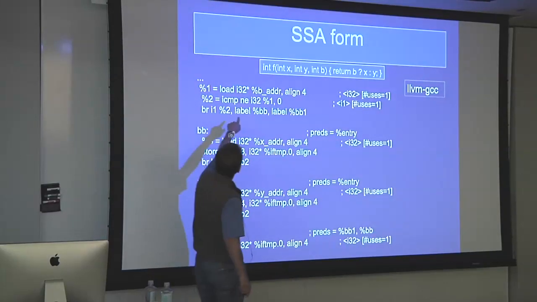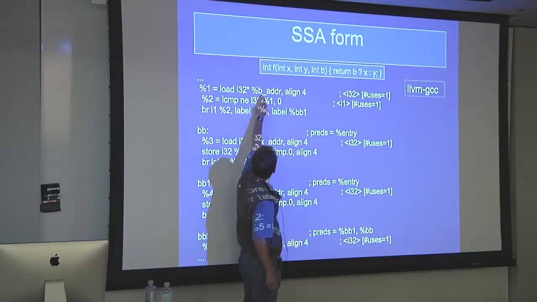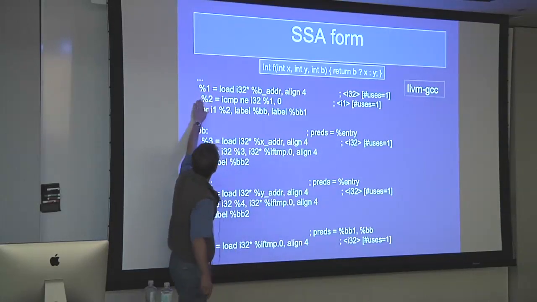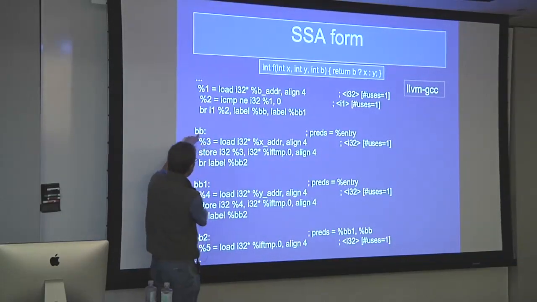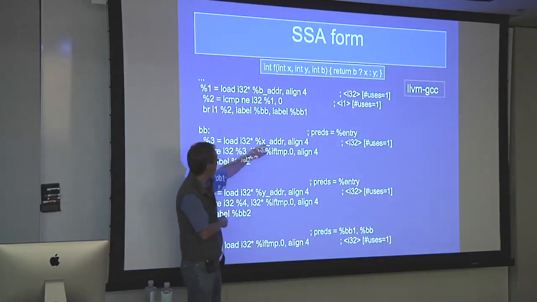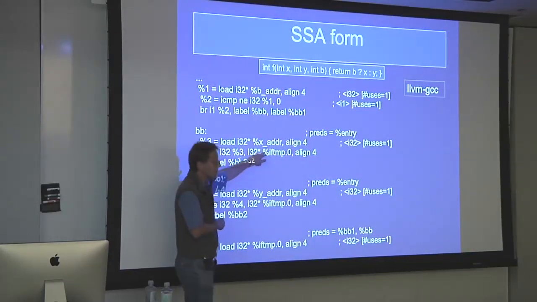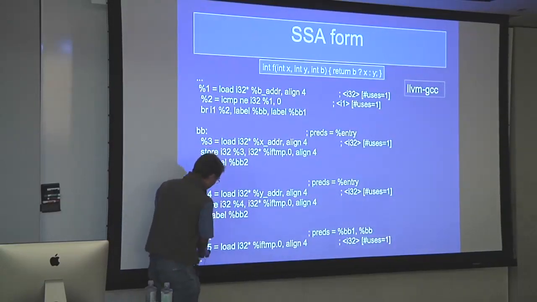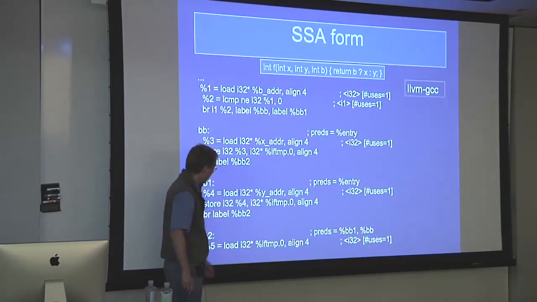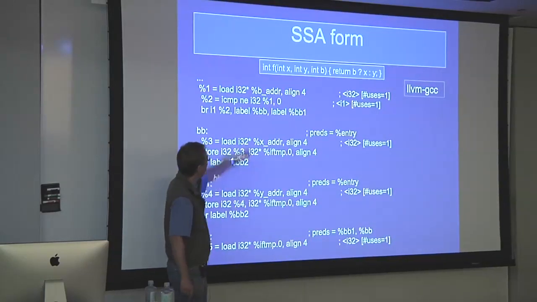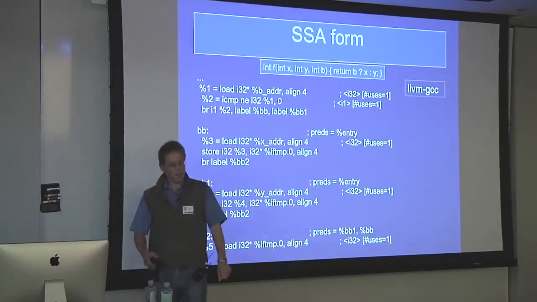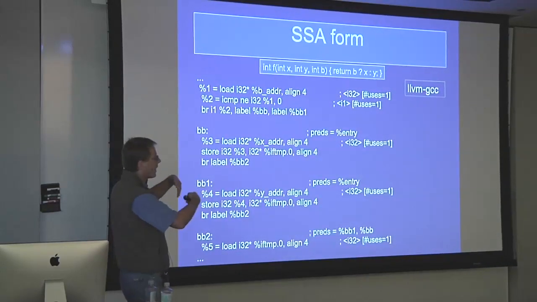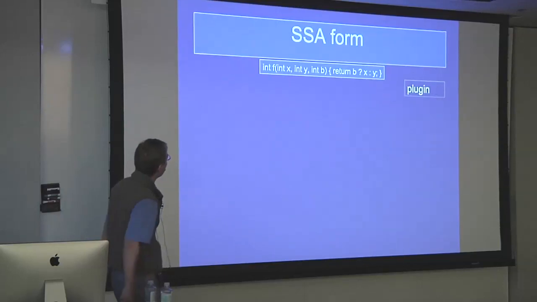Everything's done through memory. The value of b is stored in some memory address. You load it out. You compare with 0. Depending on the value, you either come here or here. Here you load out the value of variable x and store it to a temporary. Here you load out the value of y, store it to the same temporary. And finally, everything branches to here, and you load out the value of the temporary, and that value of the temporary is either x or y, depending upon the value of b. This hits the LLVM optimizers, which turn it into a nice SSA form and then simplify it dramatically.